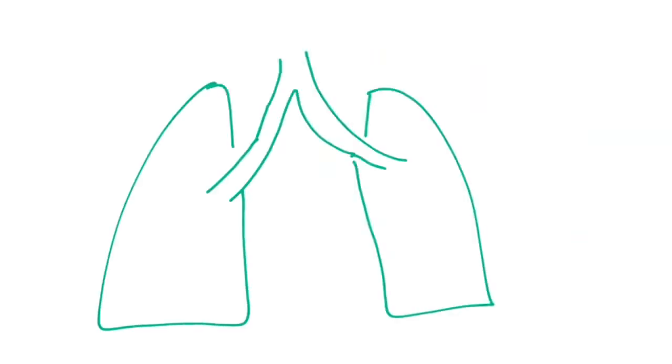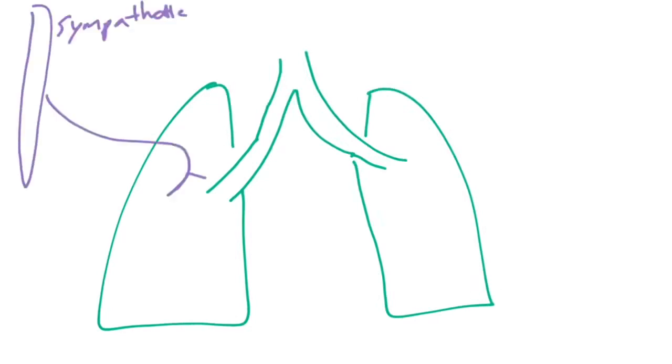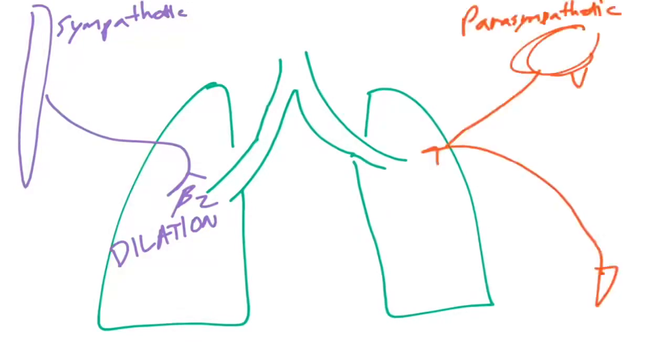So here's a sketch of the pulmonary system. Here's a very crude sketch of the sympathetic nervous system. And the sympathetic nervous system acts on the bronchioles to dilate them via beta 2 stimulation. Let's write dilation in big letters. Now on to the parasympathetic nervous system. The parasympathetic nervous system actually acts on the M3 receptors, which cause constriction. And of course, we're referring to the bronchioles in both the sympathetic and parasympathetic situations.